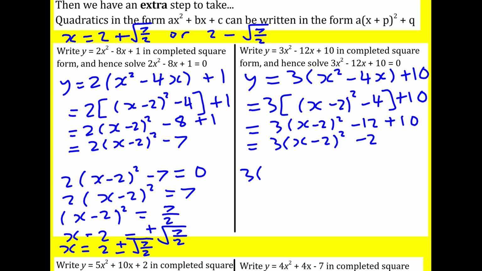Did I say this before? I can't remember. I could even get the turning point if I wanted to. It doesn't matter that there's a 3 there. The minimum is still going to be minus 2 when x is 2. That's not actually something I'm going to focus on today, but you can still get the minimum point of these functions.